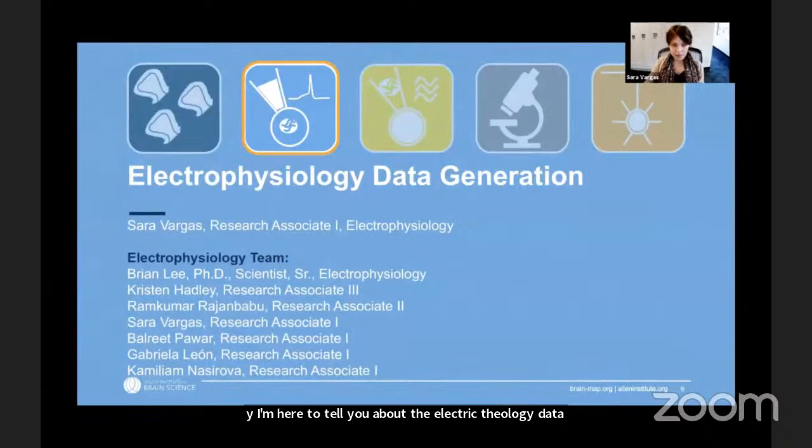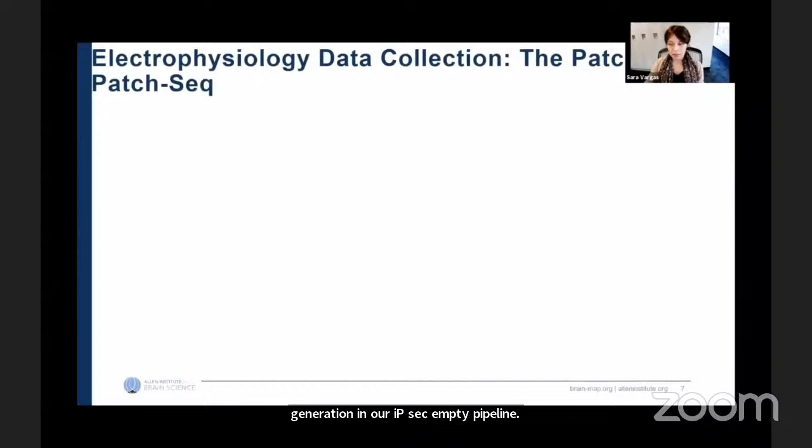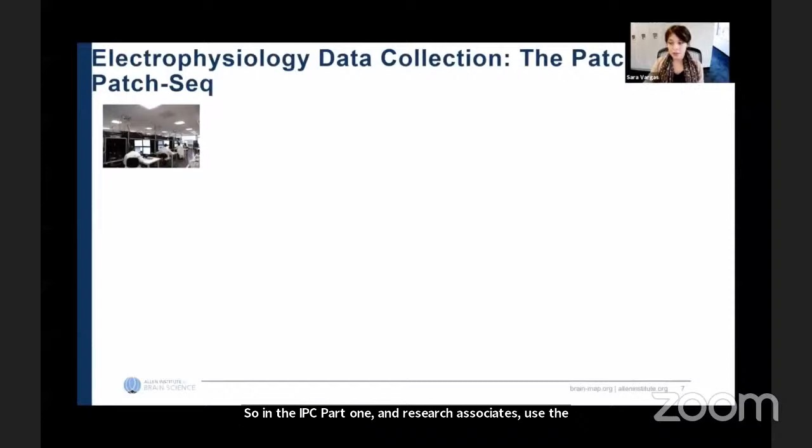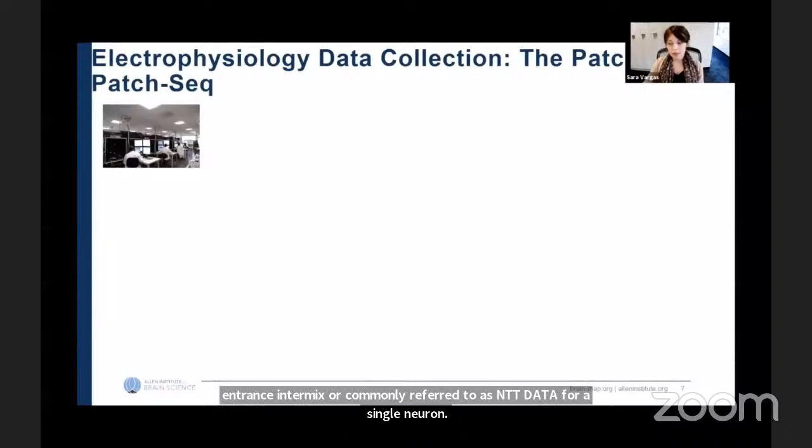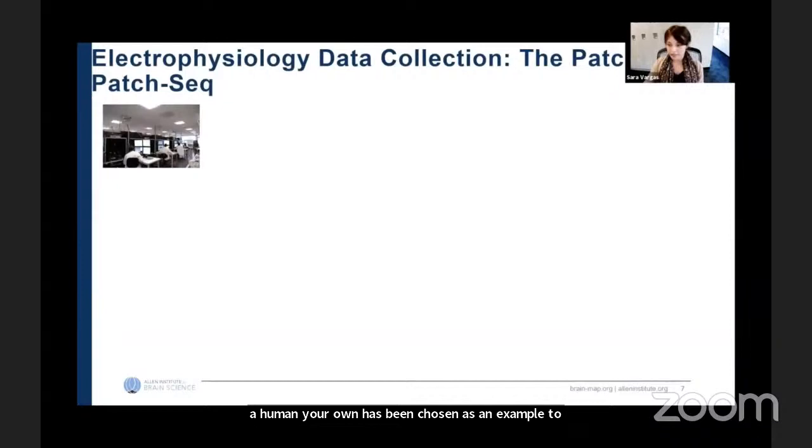So in the IVSCC pipeline, our research associates use the patch clamp technique to collect high quality triple modality data, morphology, electrophysiology, and transcriptomics, or commonly referred to as MET data, for a single neuron. For this presentation, a human neuron has been chosen as an example to navigate through our IVSCC MET pipeline. A human neuron's journey through our pipeline begins at the ephys rig.